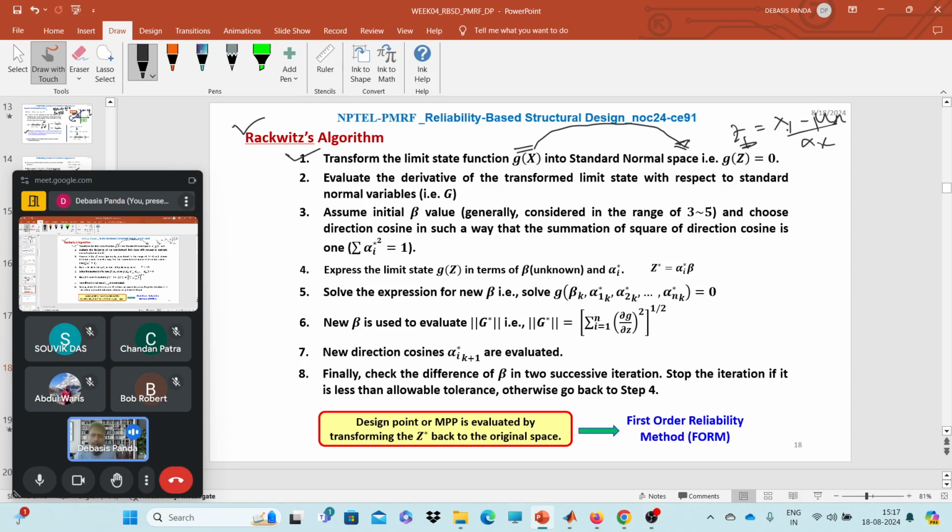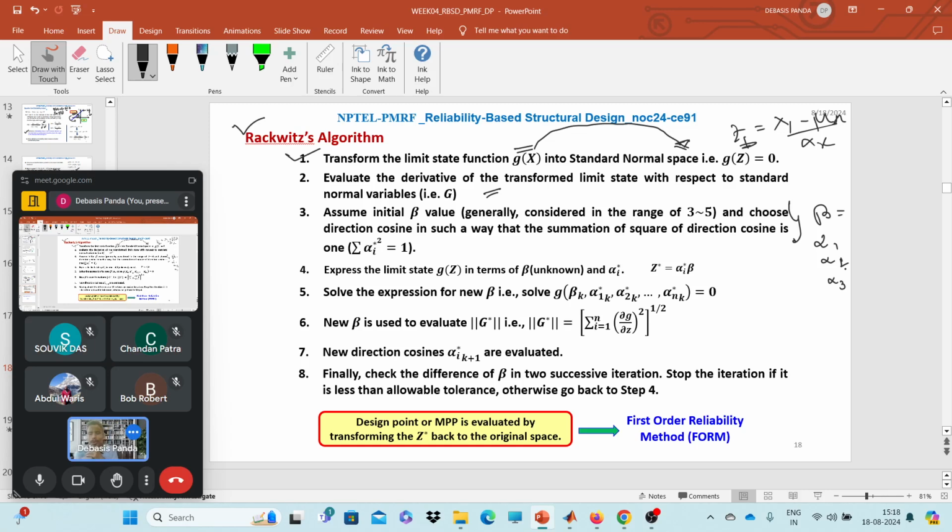Now we have seen that we need the gradients and direction cosines of the limit state function. So we need to evaluate the derivatives of the transformed limit state, that means the limit state we got in the standard normal space. Once we have the derivatives, we need to define some initial value of beta and some initial values of the alphas, the direction cosines, like alpha 2, alpha 3 and so on.